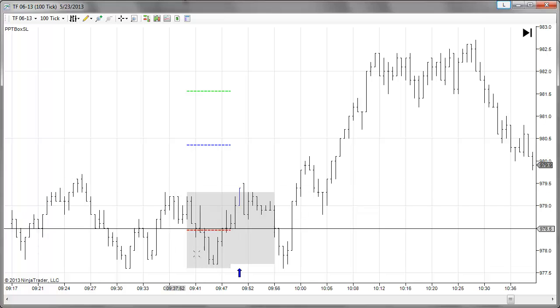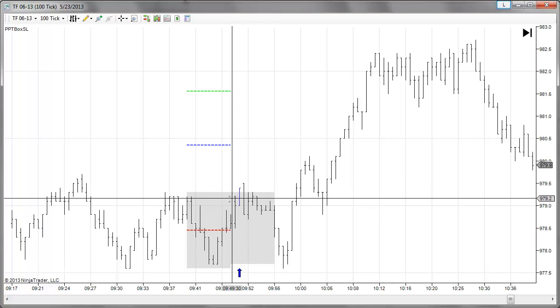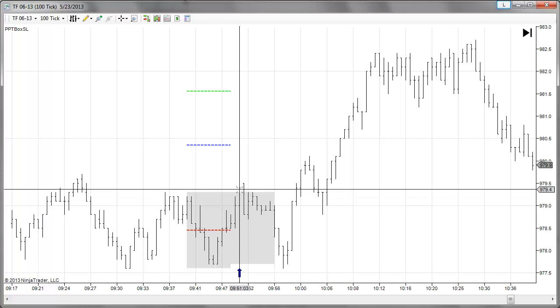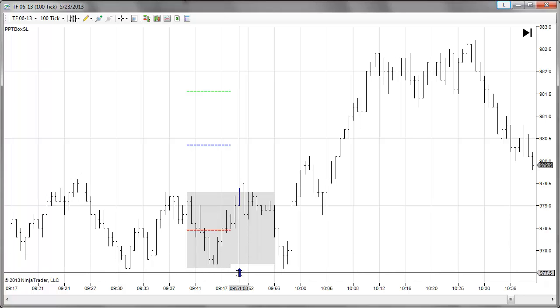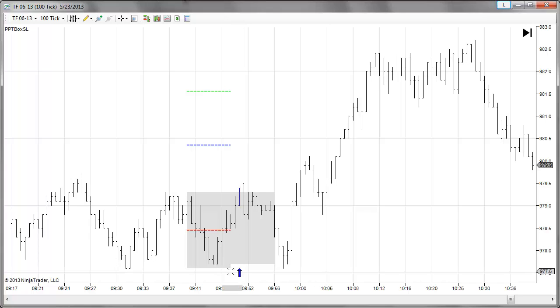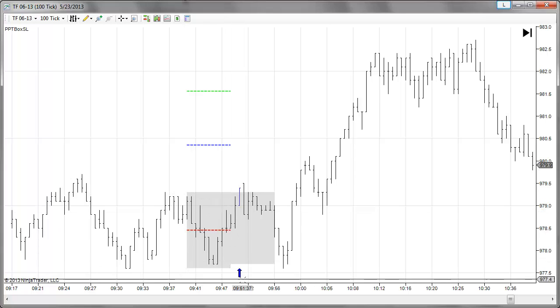So this is important for me to point out, because as you're learning how to do this, which is pretty simple, okay, we get a box here inside of a box. Where do I place my stop? Well, first of all, you can place your stop wherever you want to, wherever you feel comfortable. The way that I like to trade it is based on the larger box.